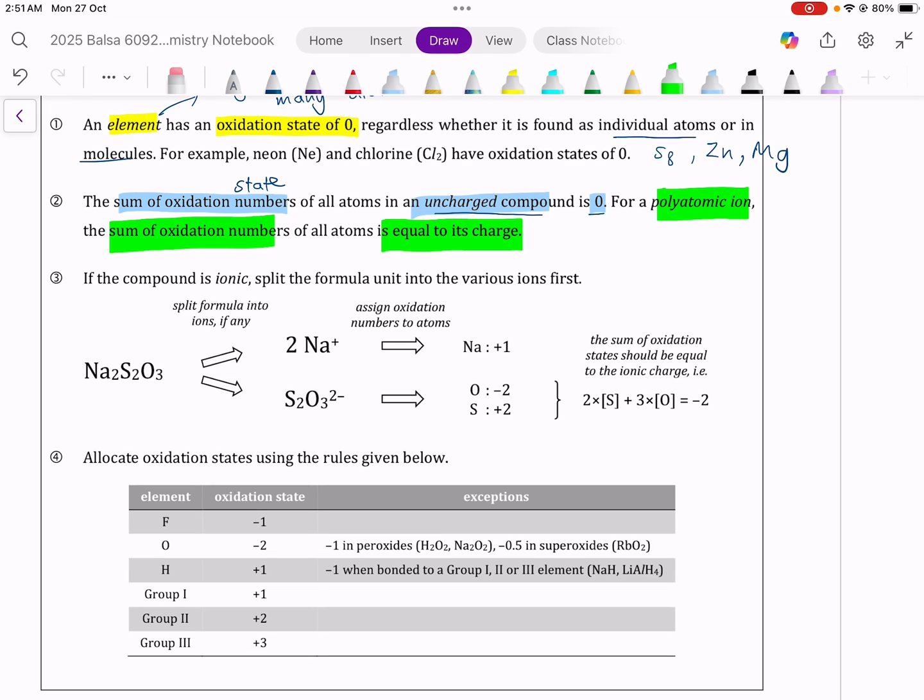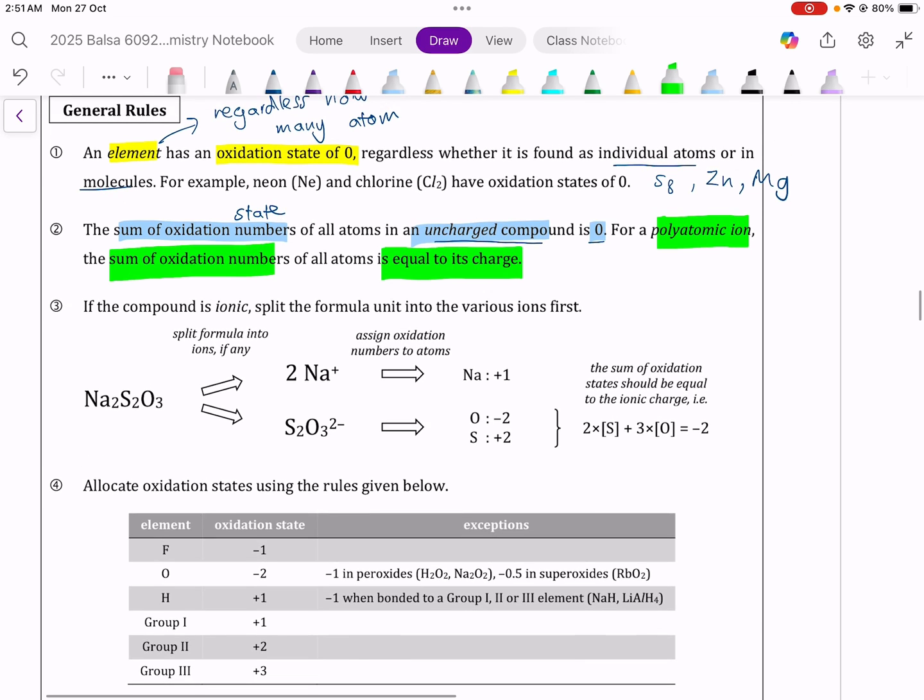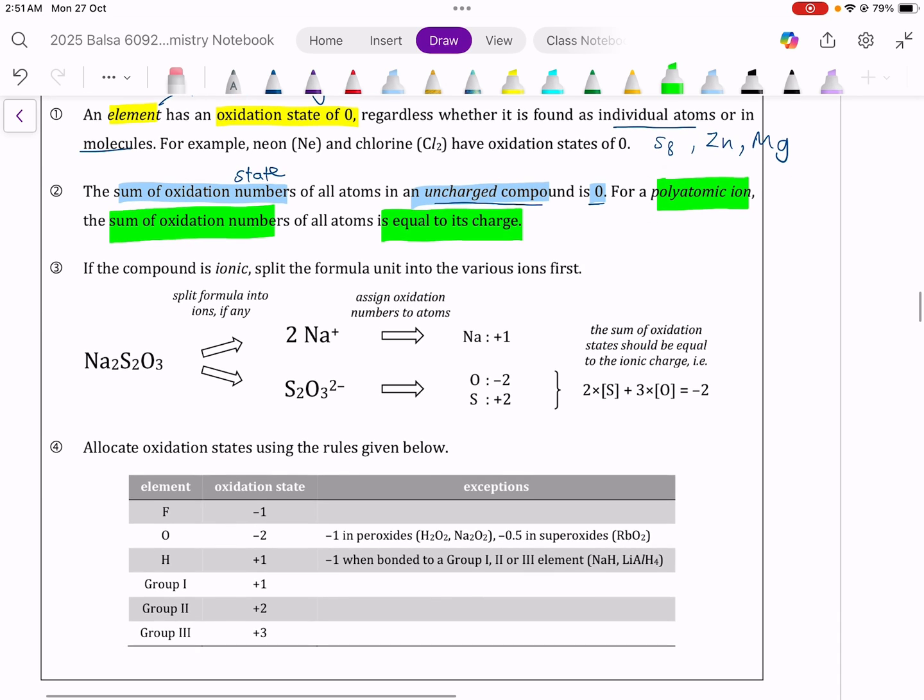Okay, so if the compound is ionic, you split the formula unit into the various ions first. Wait, maybe I talk about rule number two first. I think there is another important rule I need before talking about this rule.